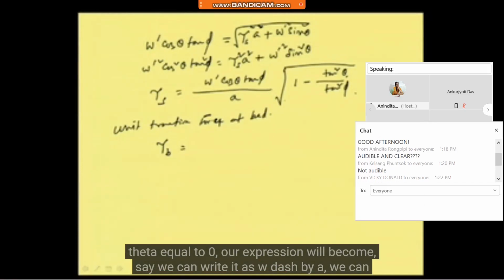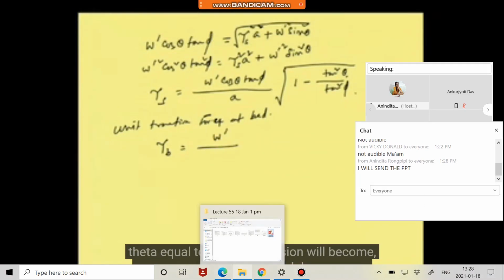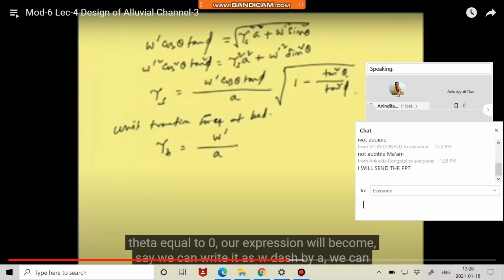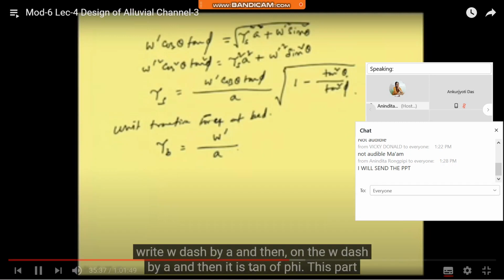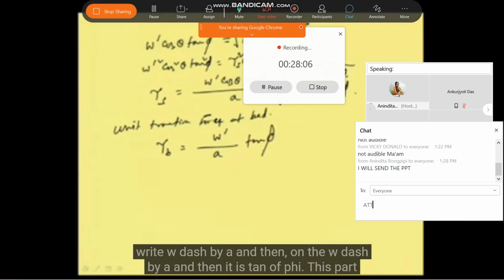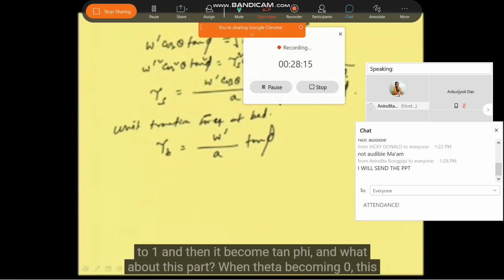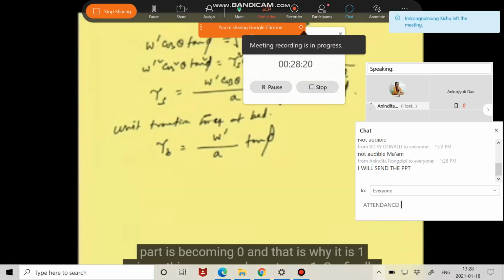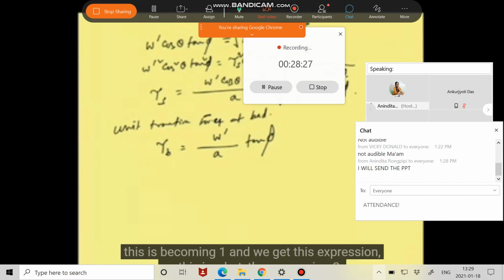We can write it as W dash by A, and then it is tan of phi. This part, W dash by A cos theta, is becoming 0. Theta becoming 0 means cos theta equals 1, and then it becomes tan phi. And what about this part? When theta becomes 0, this part is becoming 0, and that's why it is 1 minus this, meaning only root over 1. So finally this is becoming 1, and we get this expression.